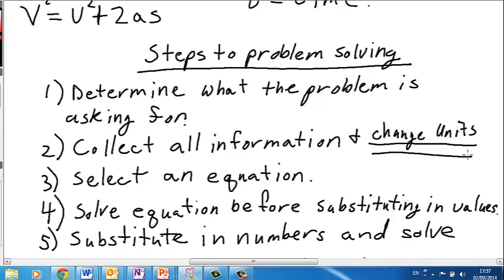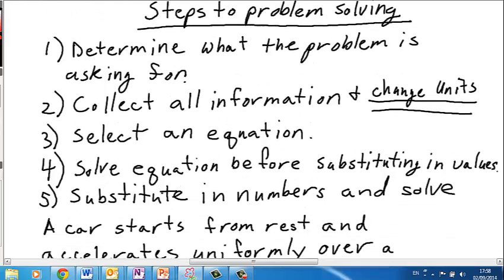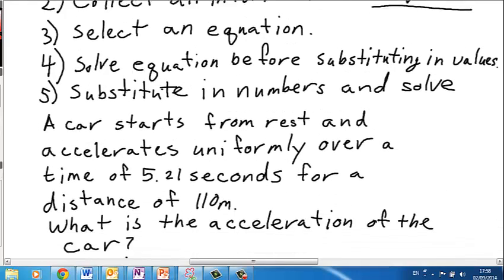Number 4, you can solve the equation before substituting any values in, and I think this will make your life easier in the future. So just solve before substituting in. Last, substitute in the numbers that the problem gave you and solve your problem. So let's do one example problem, and then you'll have lots of practice problems you can do in class.